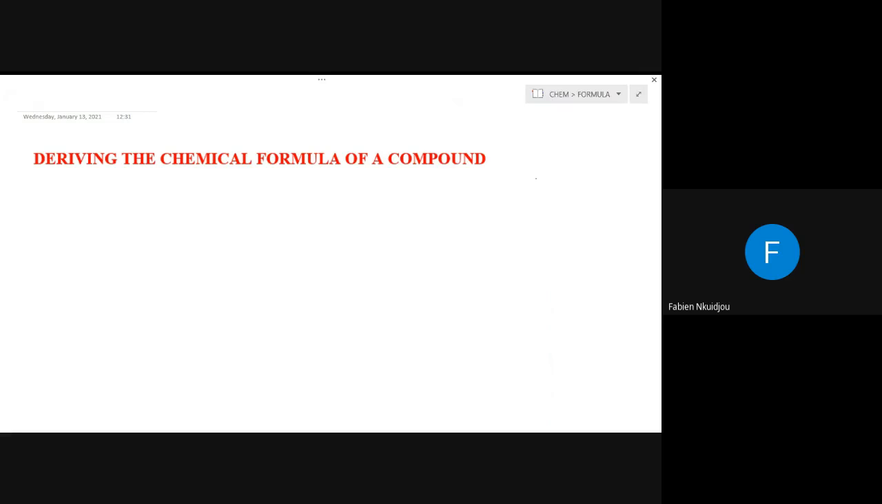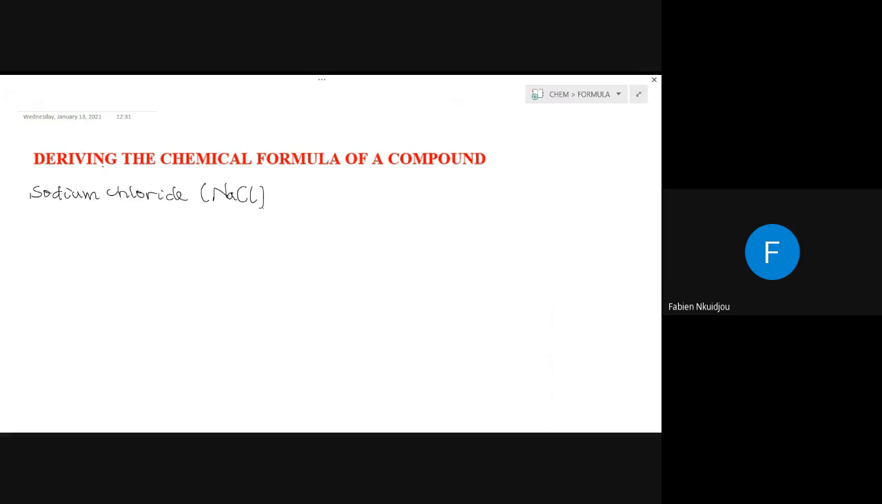A compound is simply a substance that is made up of two or more elements that are chemically bonded. Let's take, for example, the case of the compound sodium chloride. So, sodium chloride is a compound that is made up of two elements that are chemically bonded. We have sodium and chlorine. So, sodium chloride is an example of a compound.